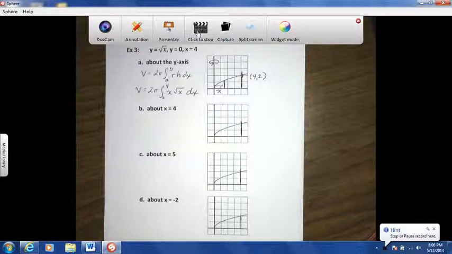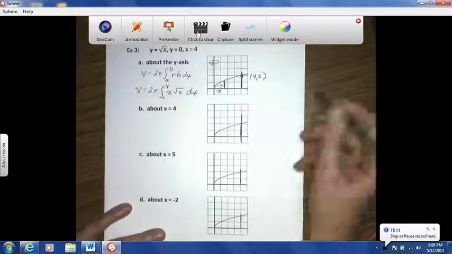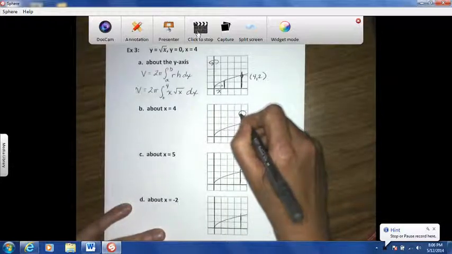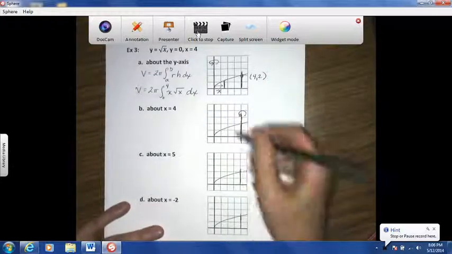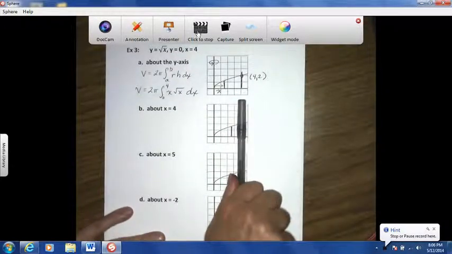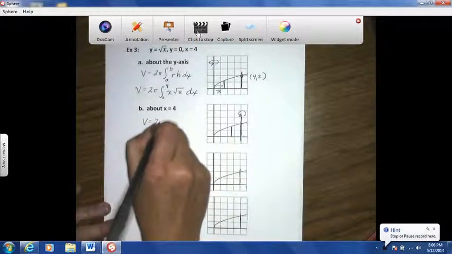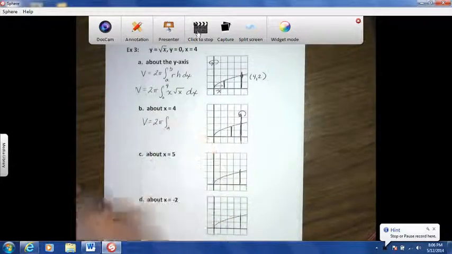Now, revolving it around the axis of x equals 4. So that's this line right here. We're going to revolve it around x equals 4. Once again, the rectangles do need to be parallel. So if we have a vertical axis of revolution, that means we need a vertical rectangle. If we are working with vertical rectangles, that means we are working with x's.